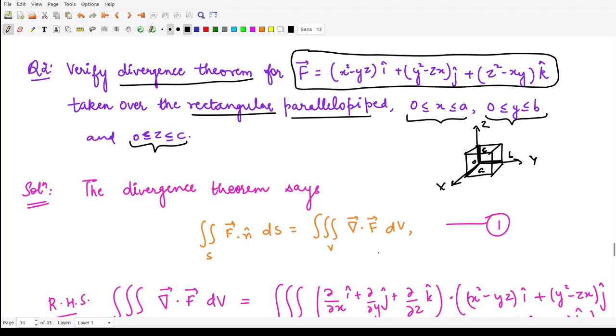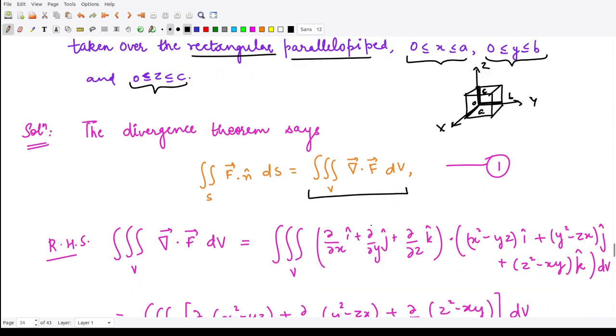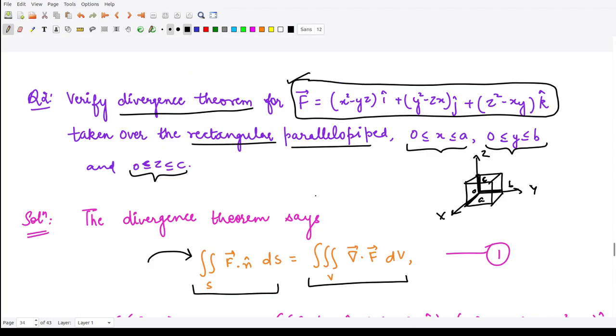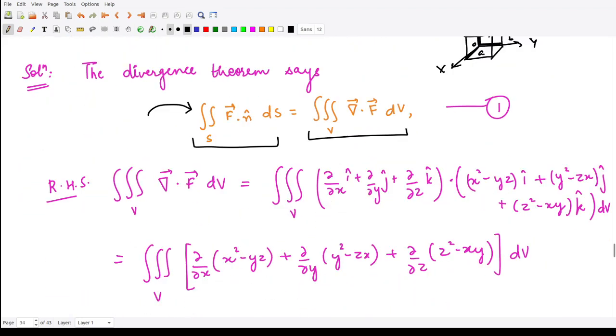So here, in order to prove that this is true for this particular vector, let's proceed by first calculating the right hand side. Now here you see the computation of the right hand side is much easier than that of the left hand side, and in many problems where we want to calculate the surface integral directly, instead of calculating the surface integral, which gives you a much longer calculation, you can directly calculate the volume integral. But in this case we are required to verify this divergence theorem. That means we are to calculate both parts and check whether they are equal or not. So let's get started by first calculating the right hand side.